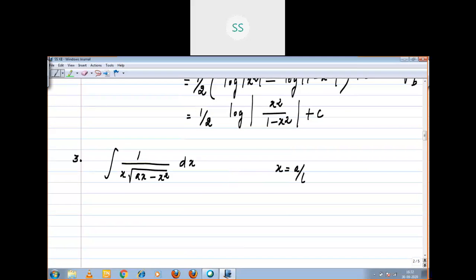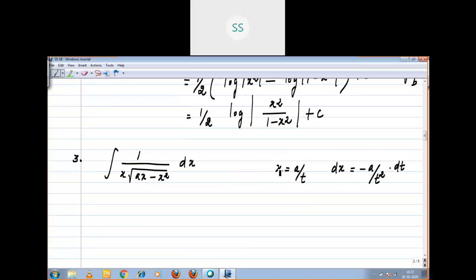Question number 3. Integral 1 divided by x into root of ax minus x square into dx. Here I cannot integrate directly. So I am going to use a substitution. x is equal to a by t.